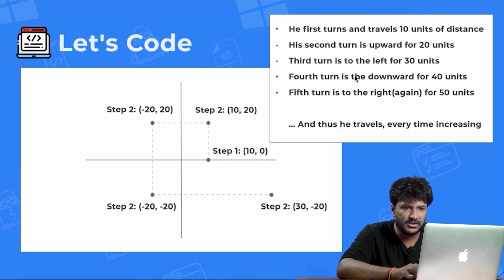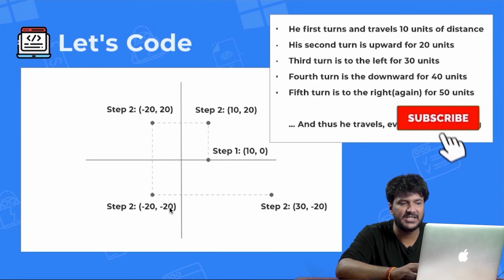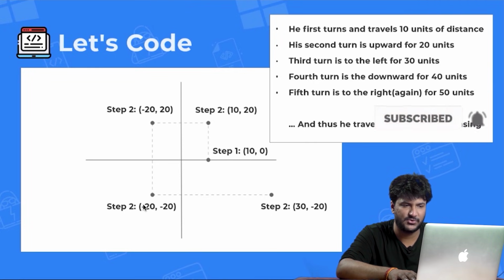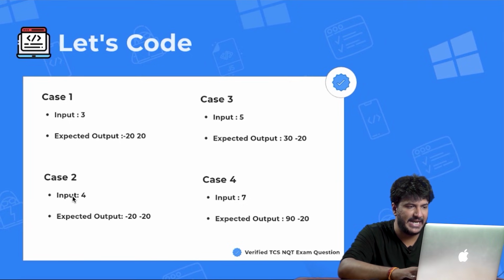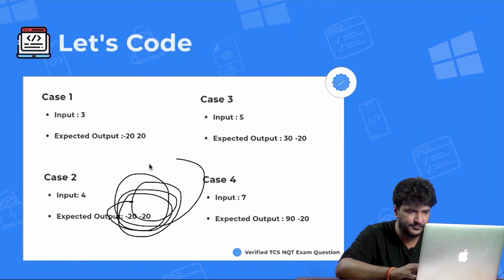Right. So in the fourth turn, he's moving downwards 40 units, right? So in this case, the x value will remain the same, the y value will change. So 20 minus 40 would be minus 20, comma, minus 20. So the answer would be minus 20, minus 20. As you can see, input is 4, then output is minus 20, minus 20 here, right? If you can check, this is essentially here.